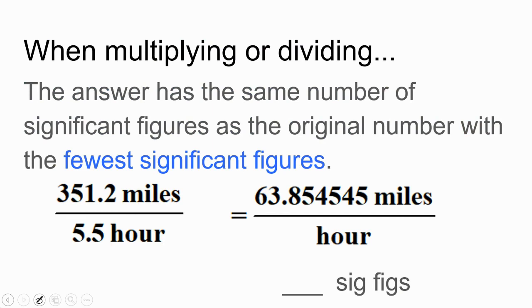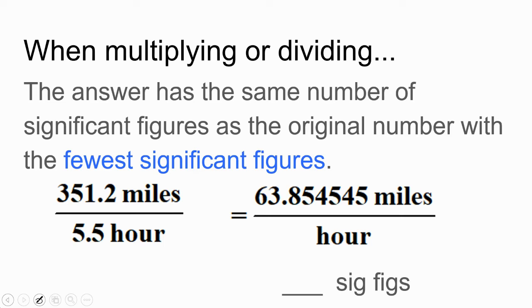Okay, so we're going to jump to the math. When we're doing math, if we're adding or subtracting or multiplying and dividing, we have different rules for keeping the right number of significant figures. So these are our rules. If we're multiplying or dividing, we keep the least number of sig figs.